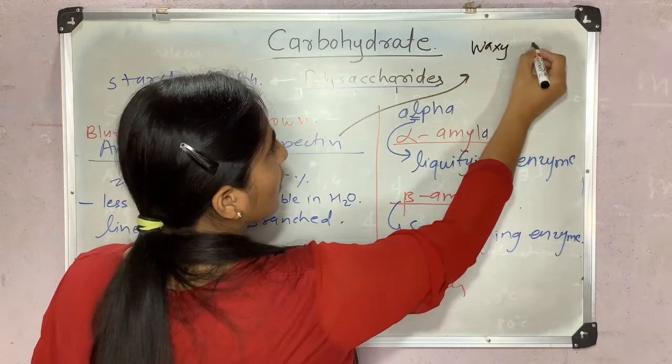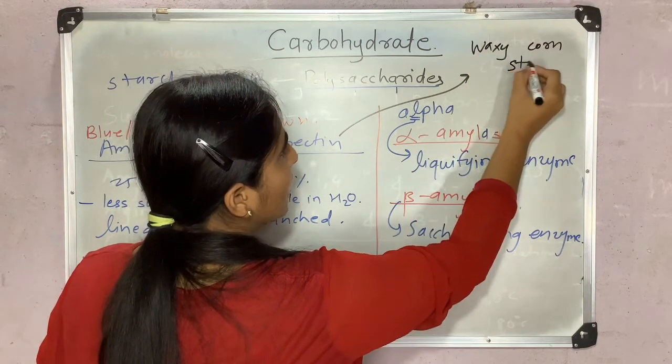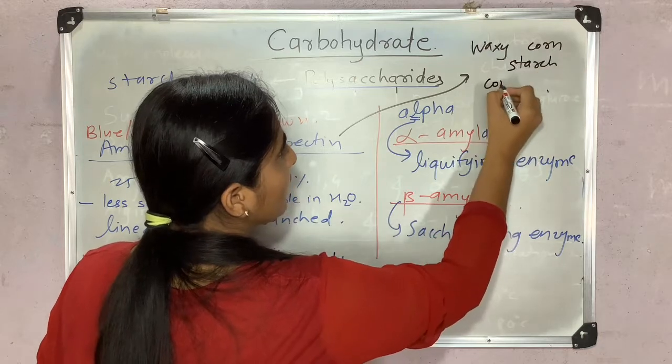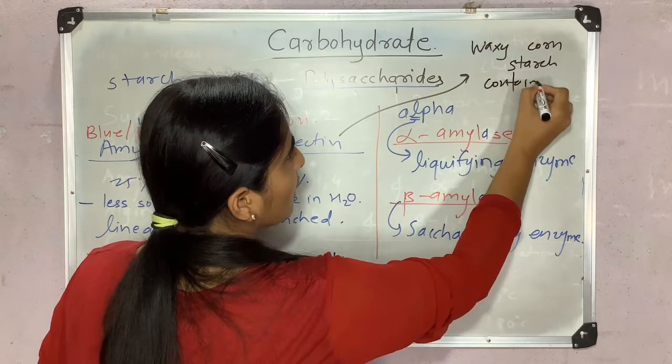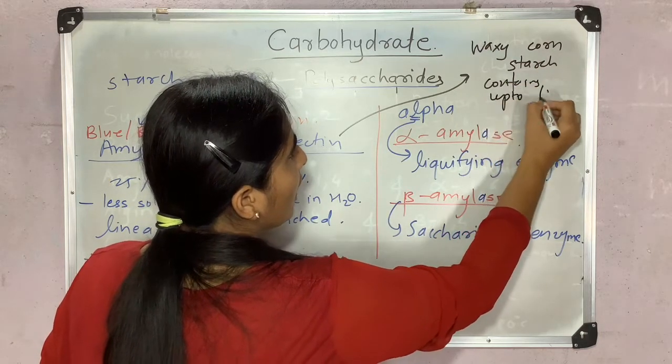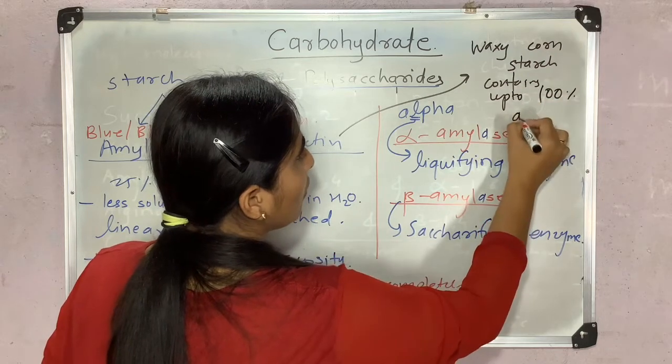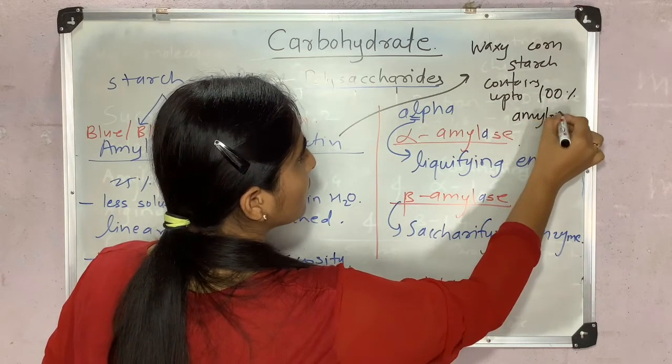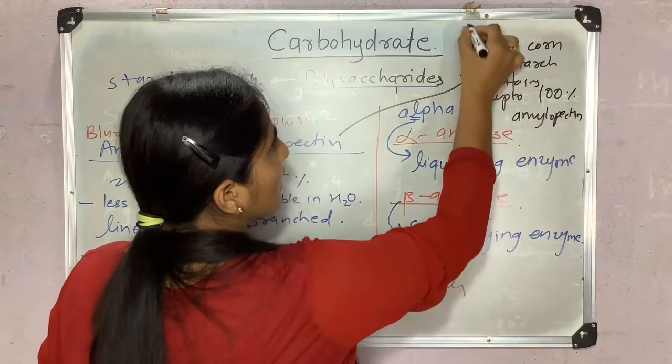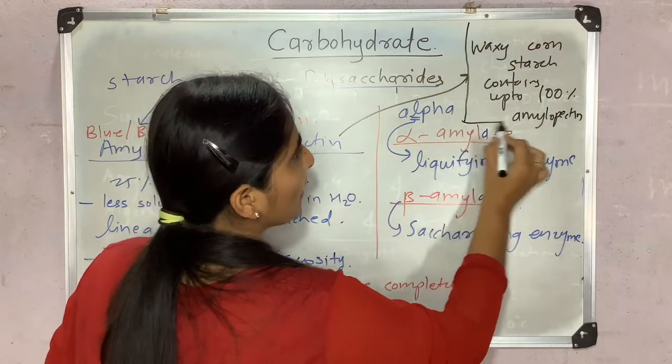Waxy corn starch contains up to 100% amylopectin. This is also a favorite question of examiners.